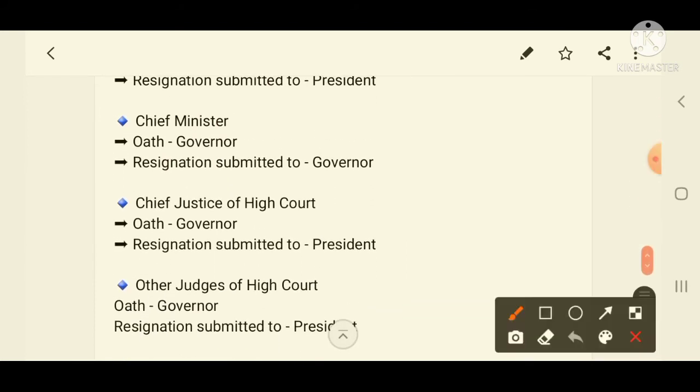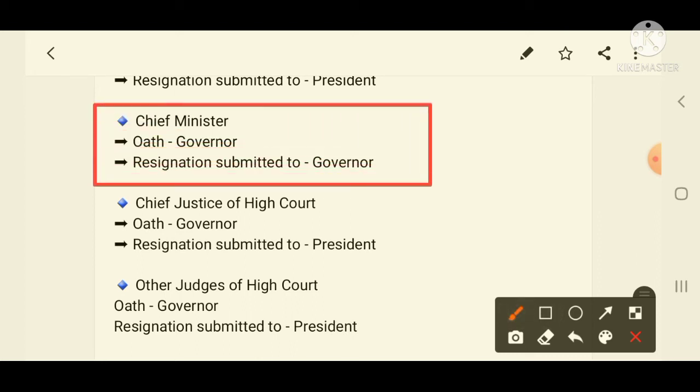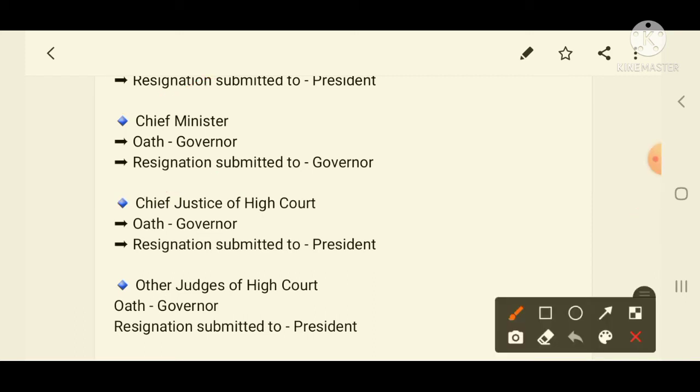The next post coming in line, from here onwards, we have moved over to the state posts. The Chief Minister is the head of the state, next is the Chief Justice of High Court, next is the Governor. So these are the heads of the state. The first one from the state point of view is Chief Minister.